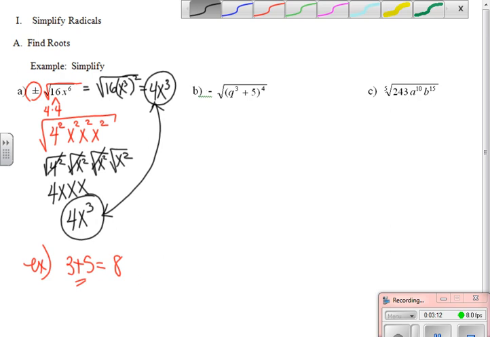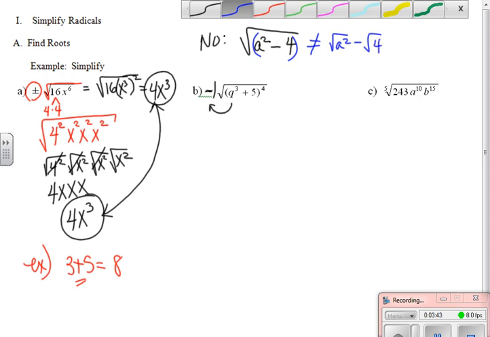Now this one has what is essentially a -1 out front. When there are coefficients out front, it works a lot like our variables. As everything comes out, we're going to multiply it by -1. Now this looks really kooky. You cannot take the square root of a sum or a difference, because remember, this is a single number. So it is not the square root of a squared minus the square root of 4. That's a no-no. That doesn't work. It has to be treated like a single number.